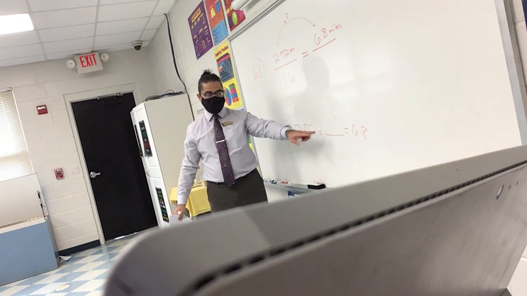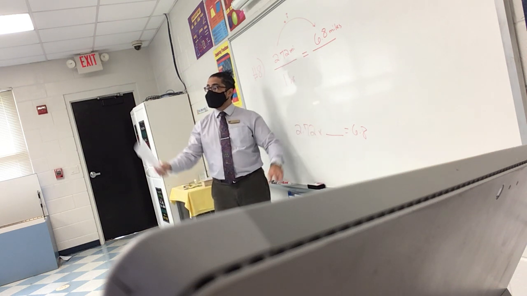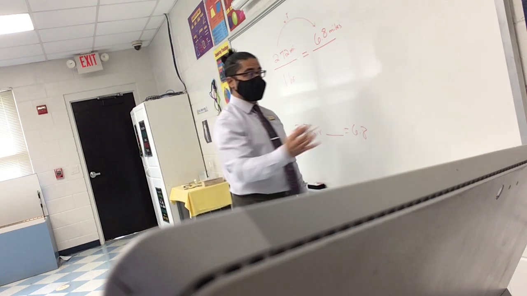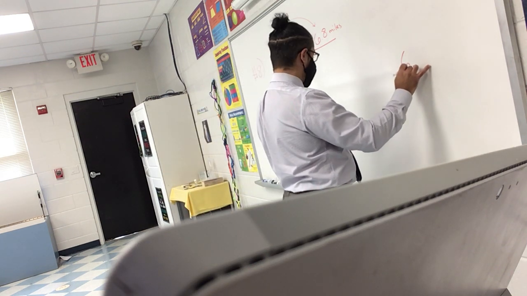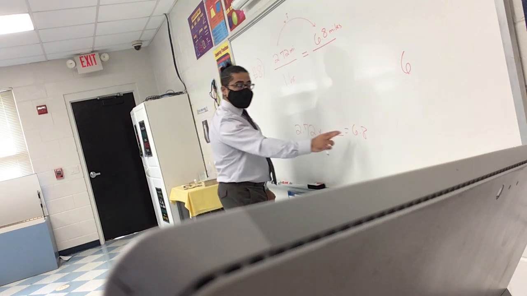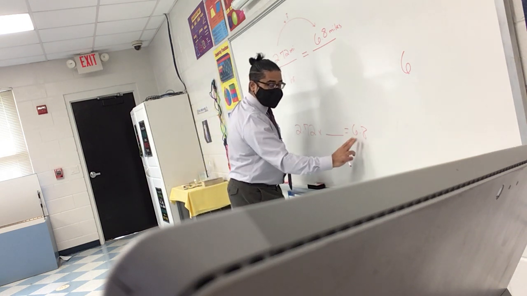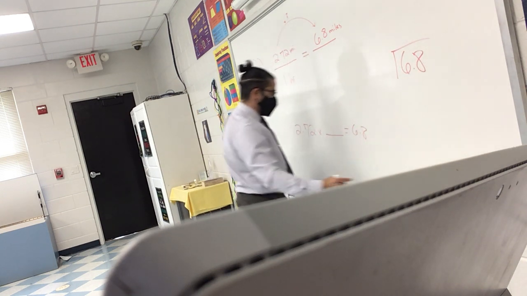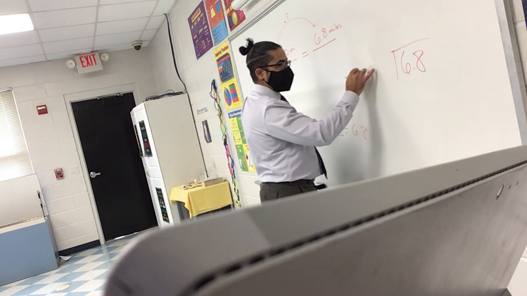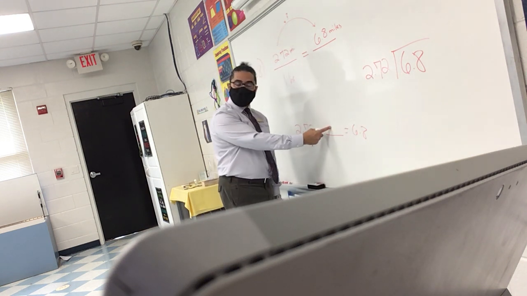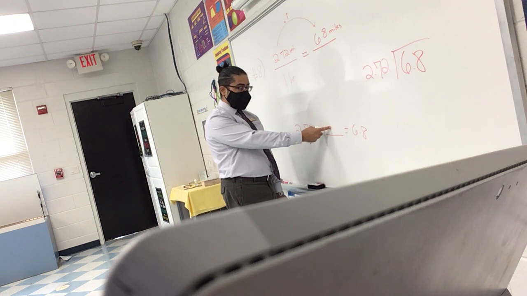How do I figure out what this factor is? Cam? Divide what? 2.72 and 6.8. Divide this. This is my dividend, divided by my divisor, which will give me my answer.